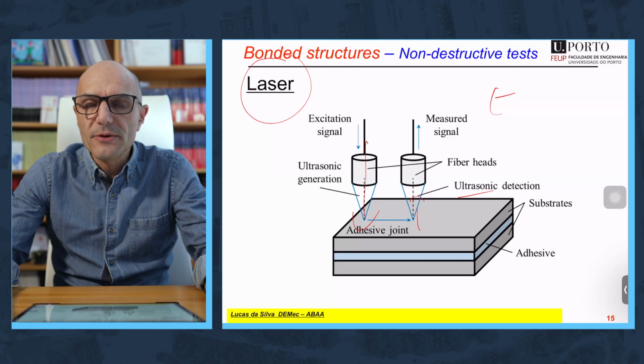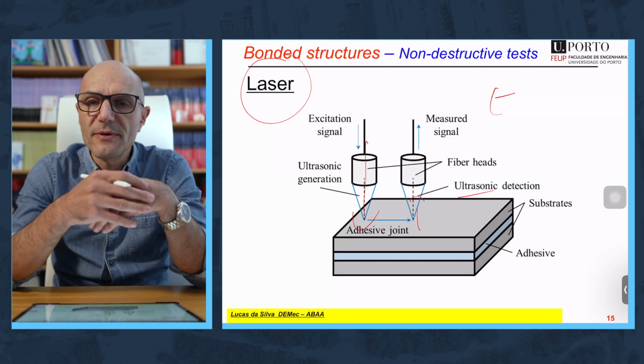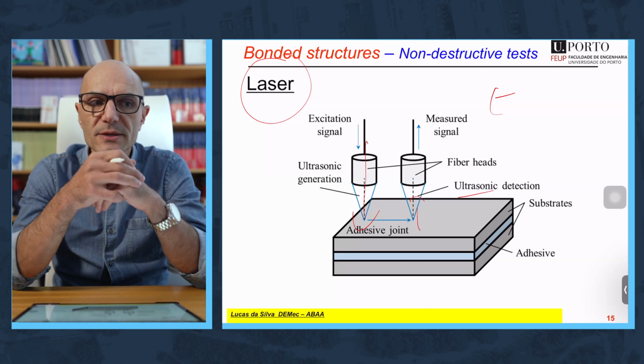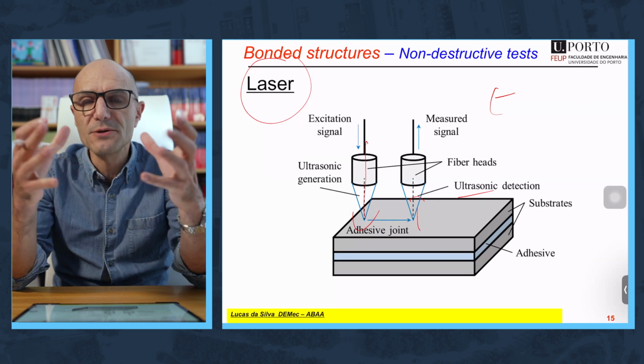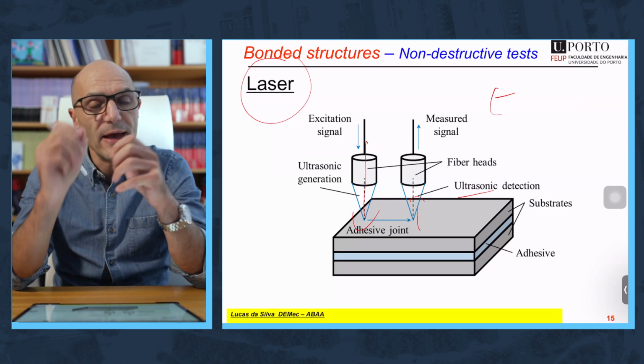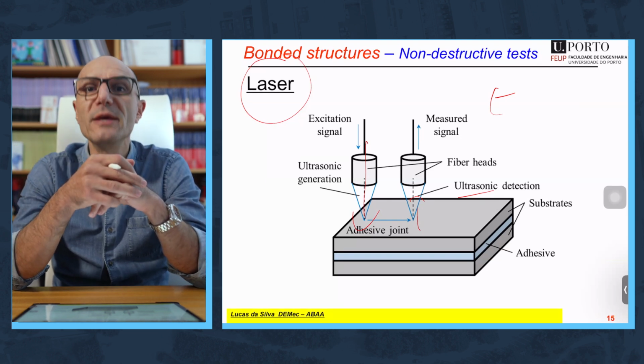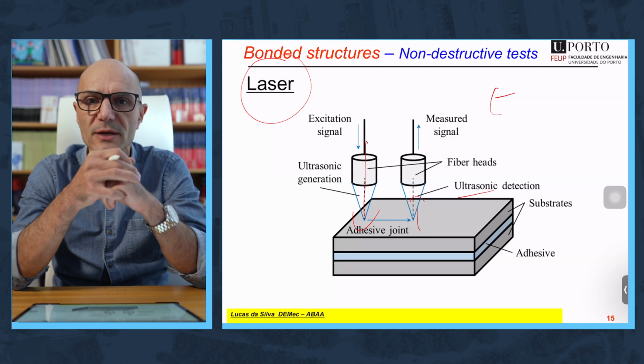So that's it for the quality control. You have a series of tests that can be used to detect the defects, typical defects. The king is the ultrasonic method, and the holy grail still is weak adhesion. It's very, very difficult to detect weak adhesion.